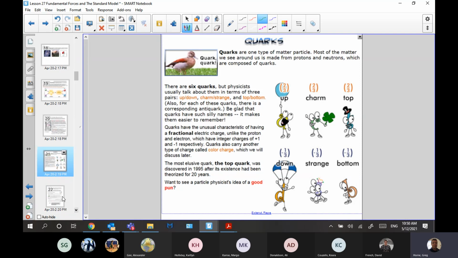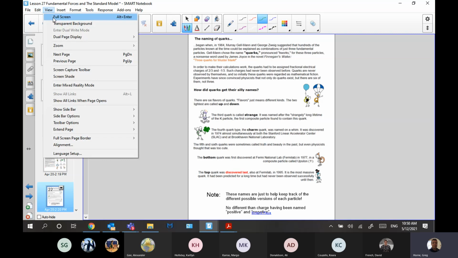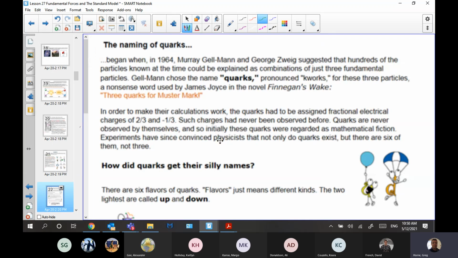Particle idea of a good physicist, if you have a good pun. I'm not sure what that's going to be here. I forget. Let's go view. Decide how much I want to emphasize this stuff.